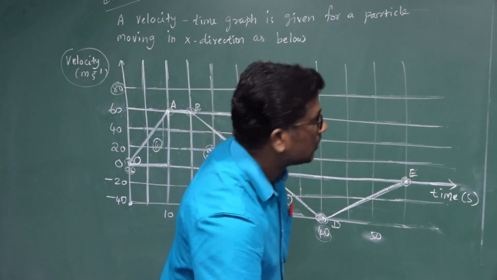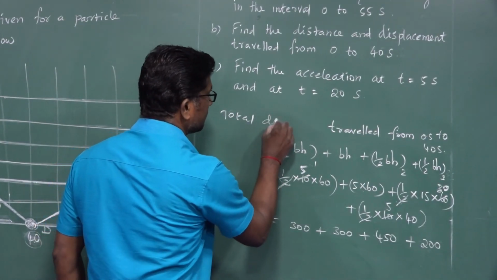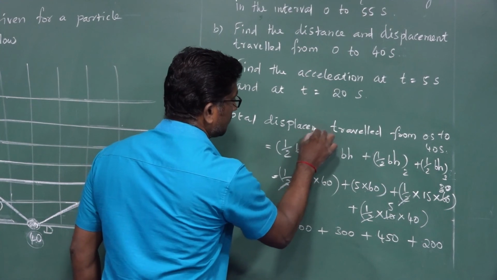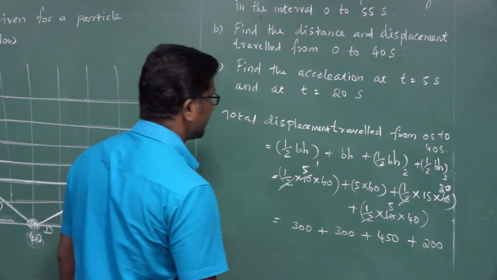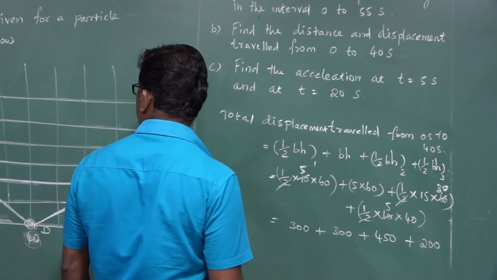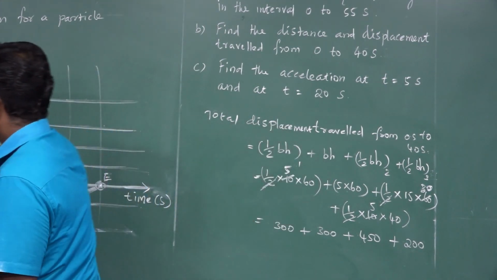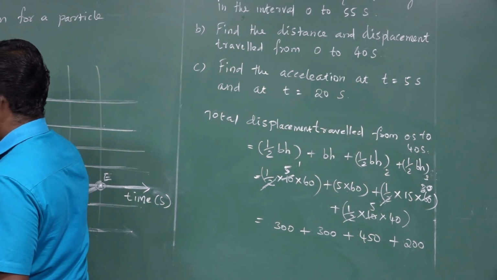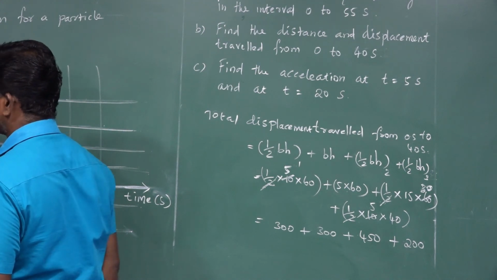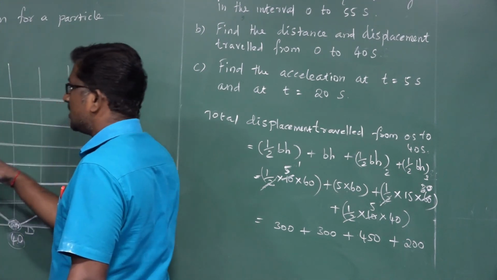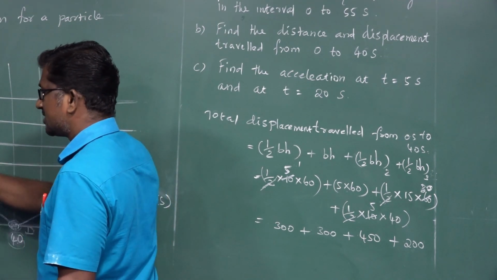So now the total displacement traveled by the particle from 0 seconds to 40 seconds. Right? Same, area under the curve in the velocity time graph gives displacement. Right? Here the particle moving positive x-axis direction, so this area is taken as positive. From A to B, the particle moving positive x-axis direction, so displacement positive. From B to C, the particle again is still moving positive x-axis direction, so this area and as well as this displacement is taken as positive.